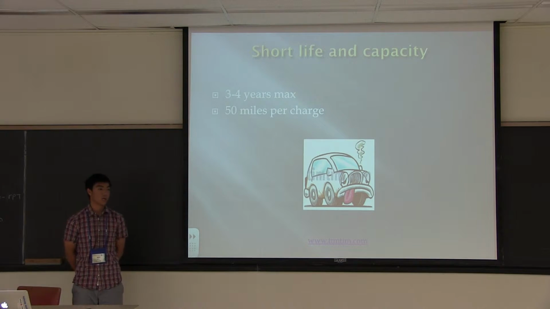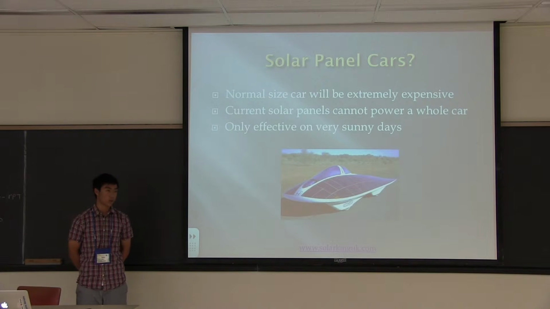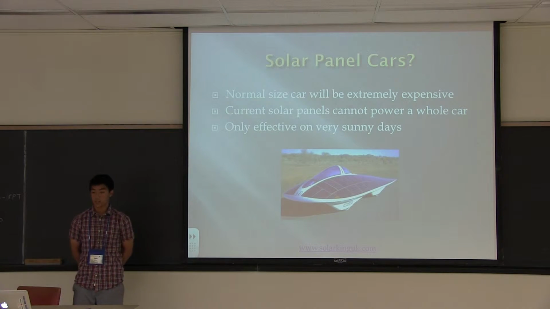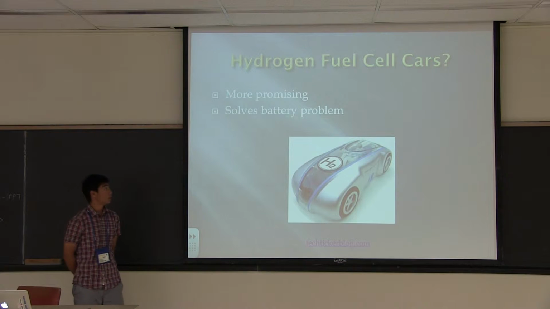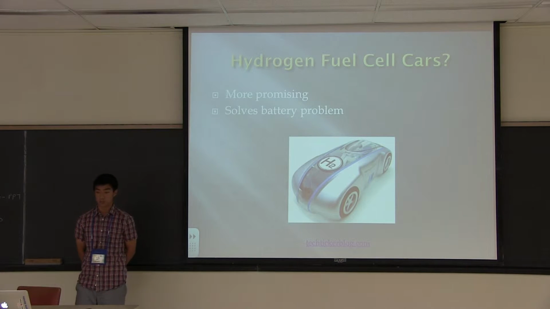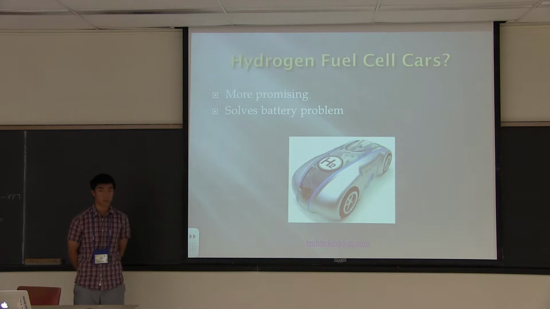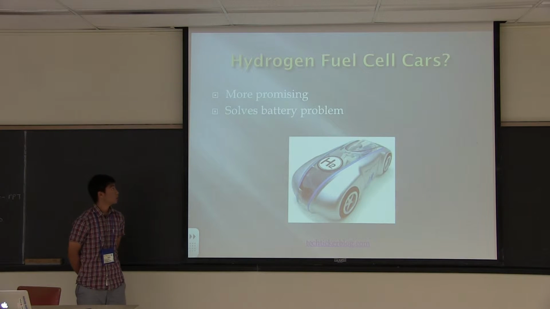So with the technology that we have with electric cars, we could break into other types of vehicles, perhaps such as solar panel cars. However, currently it's extremely expensive for a normal size car, and also it's very inefficient, as it's usually not a powerful car. And of course, it's only effective on sunny days. However, there are hydrogen fuel cell cars that also use electricity, which are much more promising because they solve the problems that electric cars have with their batteries, because they're much more compact, light, and could almost instantaneously recharge.